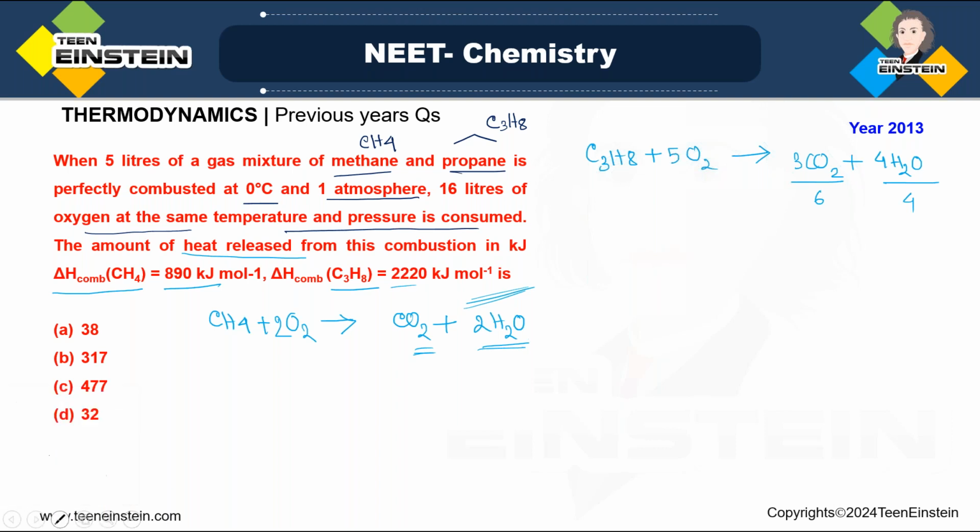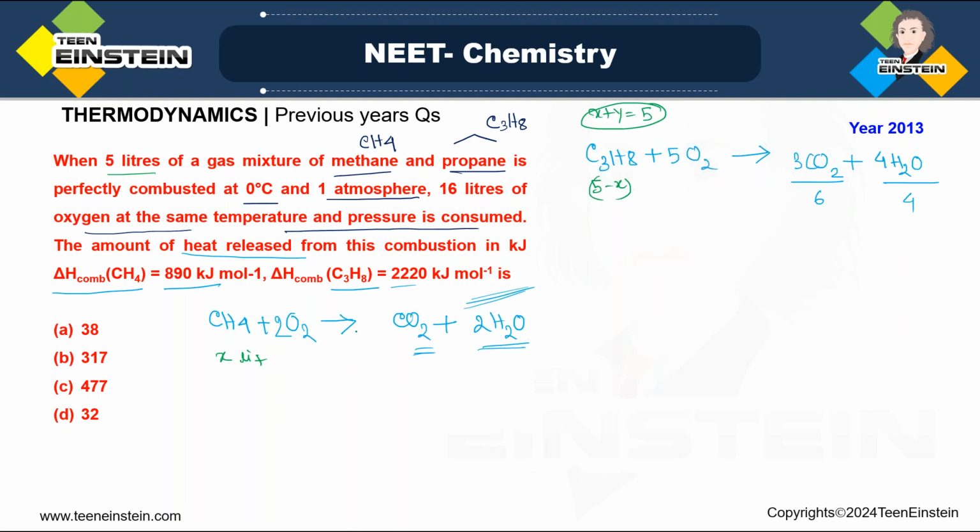Now the total mixture is given as 5 liters. So suppose methane I have taken X liter. So this must be 5 minus X. You can also consider it as X liter for methane, Y liter for propane. That is another way to do. In that case, you will have to consider X plus Y as 5. So one equation will be this, and there will be another equation for oxygen. But I am doing it in this way. X liter out of 5 liters, suppose X liter is the volume of methane. So 5 minus X liter should be the volume of propane.